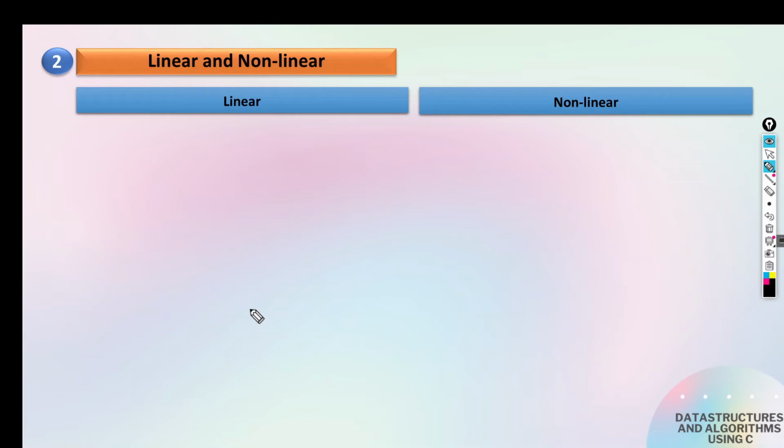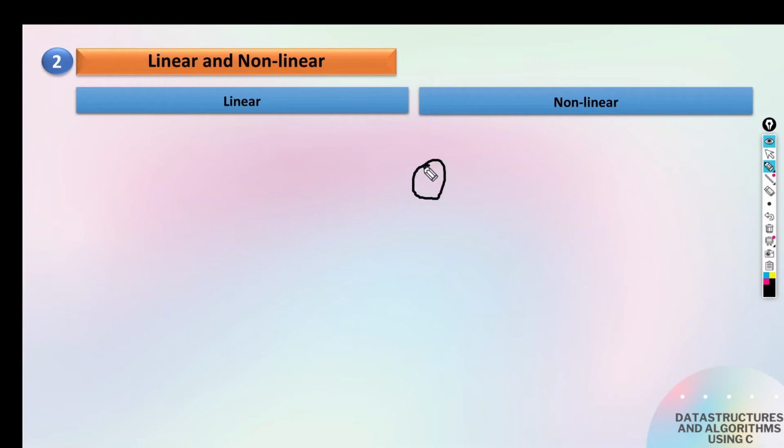Isn't it clear? You go to a toll booth or a petrol pump, everywhere you can see one order is maintained, isn't it? So that is a linear organization. Non-linear means the elements don't have any particular association. The order is not maintained. They are associated with each other in any manner.